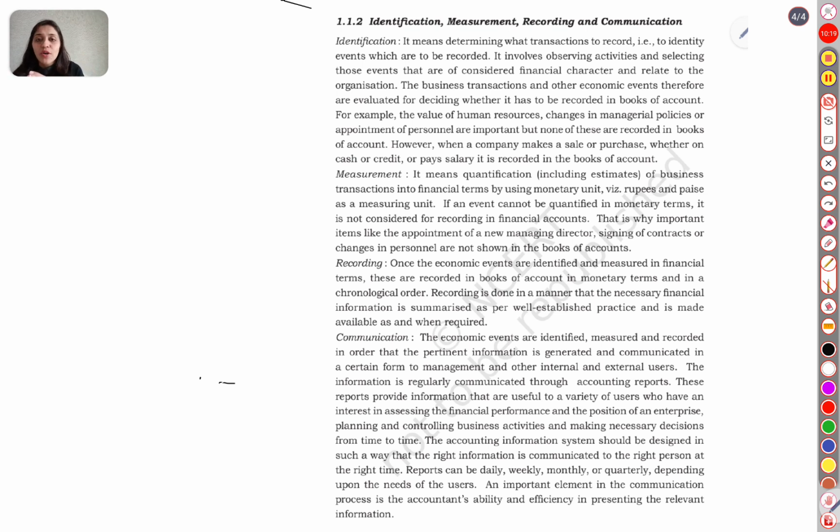Next is recording. Once the economic event are identified and measured in the financial term, these are to be recorded in the books of accounts, and it is very necessary and it's very crucial to make your financial information summarized and well established. And it is actually a very good practice to show each and every data to your customers, to your shareholders, to have a clear transparency with them.